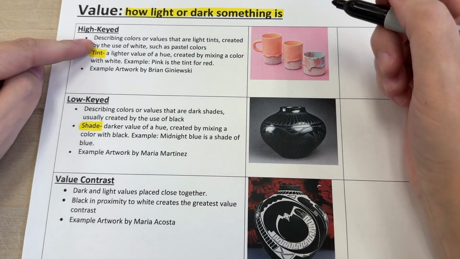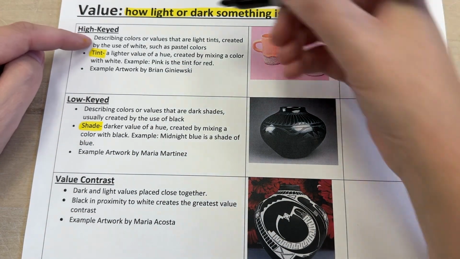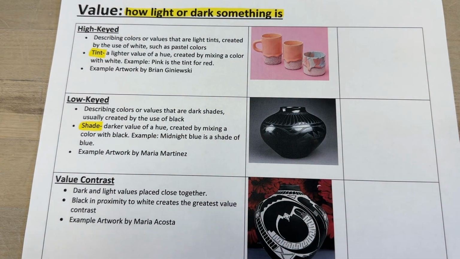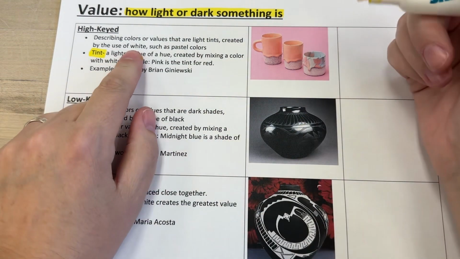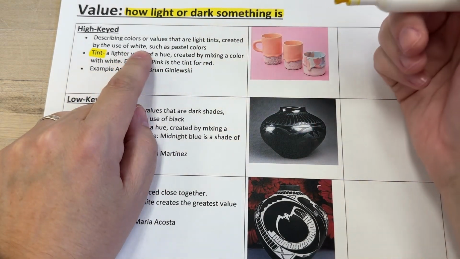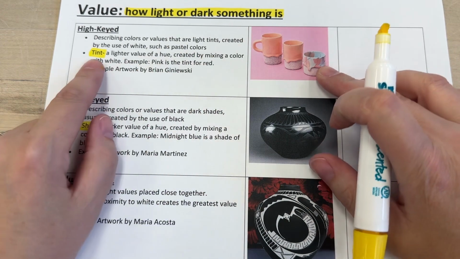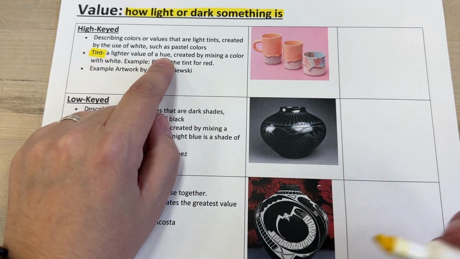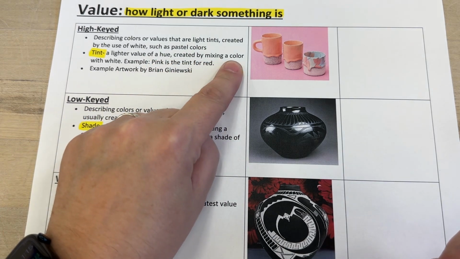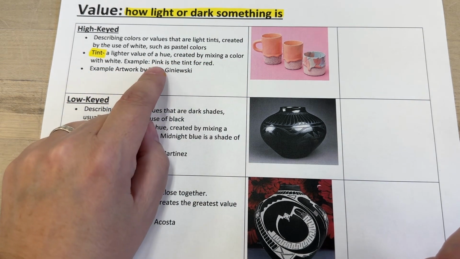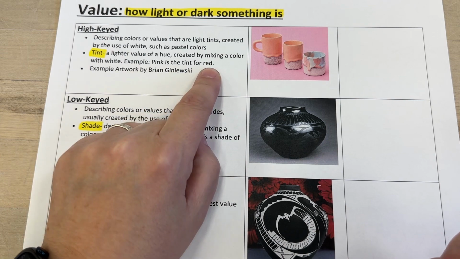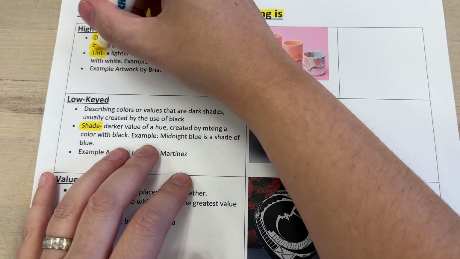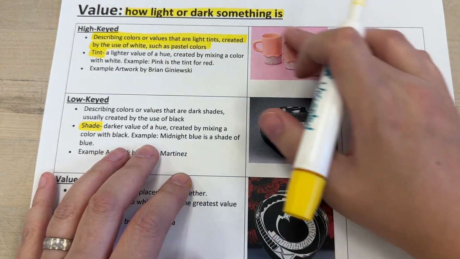High-keyed value is describing colors or values that are light tints, created by using white and mixing it with a color. That creates pastel colors. A tint is a lighter value of a hue, which is another name for color, created by mixing a color with white. Pink is a tint for red. If it's high keyed, it just means that it's using a lot of tints. It's got a lot of pastels going.